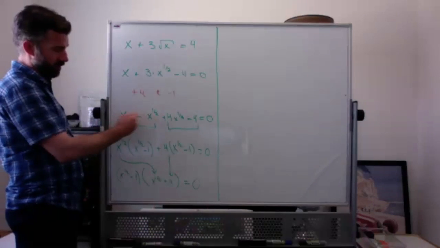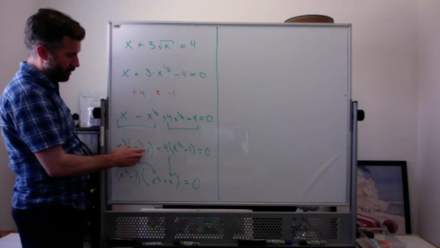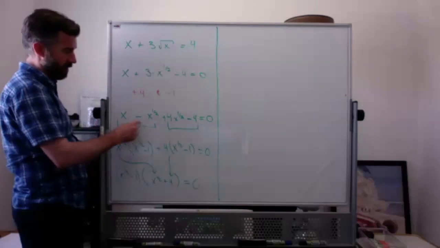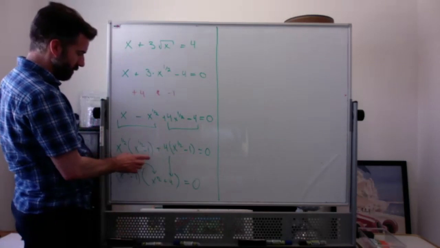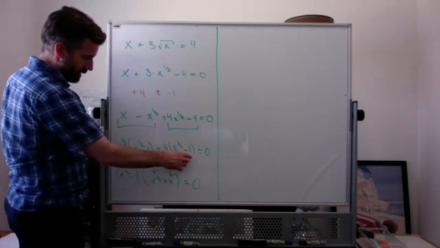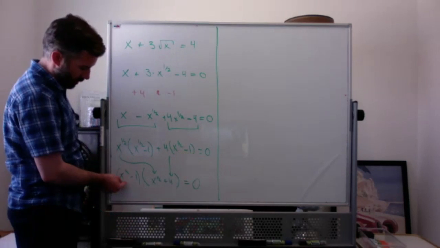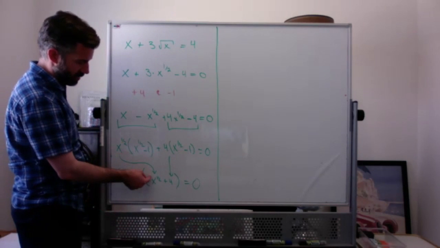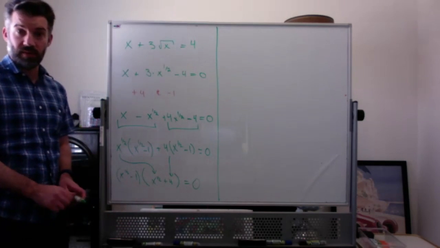From here, I factored out an x to the 1/2. From here, I factored out a +4. Each one left me behind with an x to the 1/2 - 1. Then from each of these two larger pieces, I factored out the common factor of x to the 1/2 - 1. Brought that up front. This piece left me with an x to the 1/2. This piece left me with a 4. And now I'm going to set them each equal to 0.